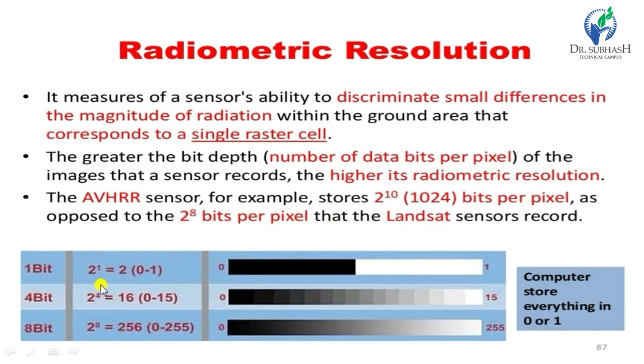1 bit means 2 raised to 1, so it can carry only 0 or 1. Computers store in the binary language of 0 or 1. So that can carry only one feature of a cell, like black and white. And 2 raised to 4 means 16, so that can carry 16 different levels. And 0 to 255 gives 256 different pixel values.